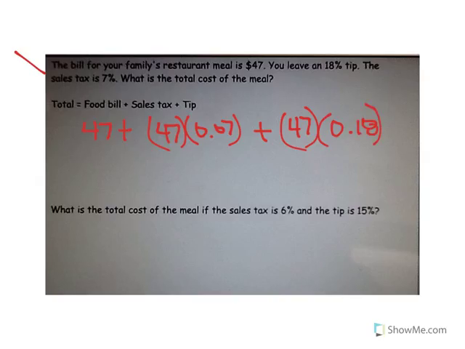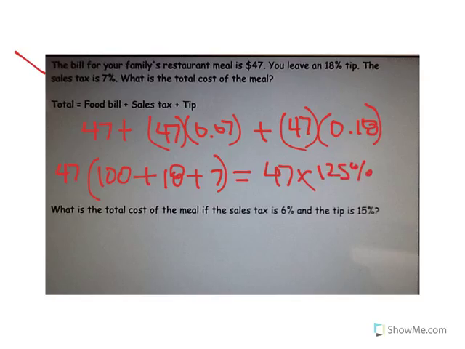Or alternatively, you could do it this way, which is going to give you the same answer: 47 times 100%, because that's the cost of the meal, plus 18%, that's the tip, plus 7%. So that's going to be equal to 47 times 125%. So 47 times 1.25. And that's equal to 58.75 in both cases. And that makes sense because it's a reasonable amount over there.